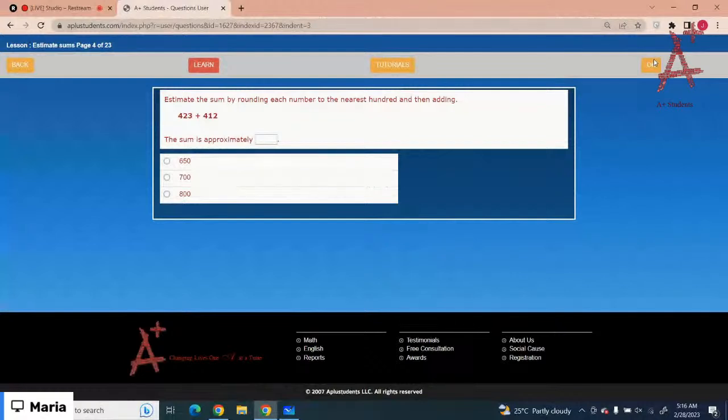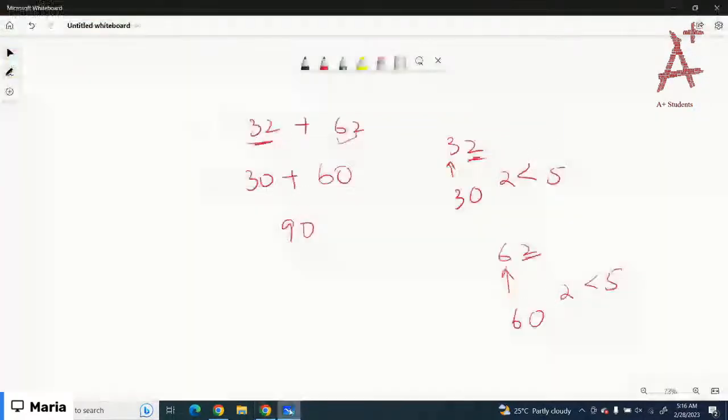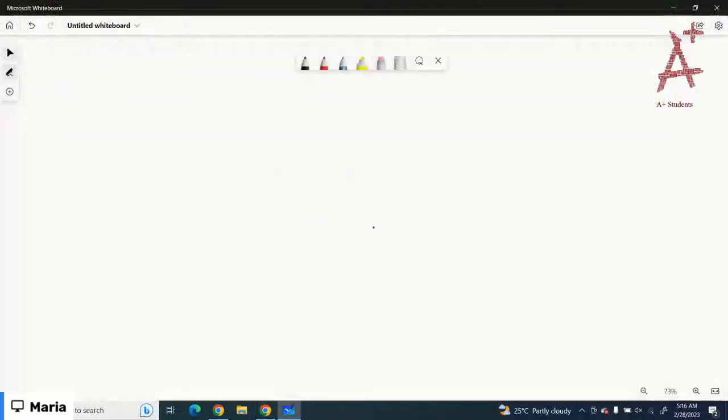Okay, the next one is estimate the sums by rounding each number to the nearest hundred and then adding 423 plus 412. 423 plus 412. We have to round them to the nearest 100. So let's start with 423. 4 is at the hundreds position. Got it? Just look at the digit right next to 400. You have to compare this digit to 5. So 2 is less than 5 or greater than 5.